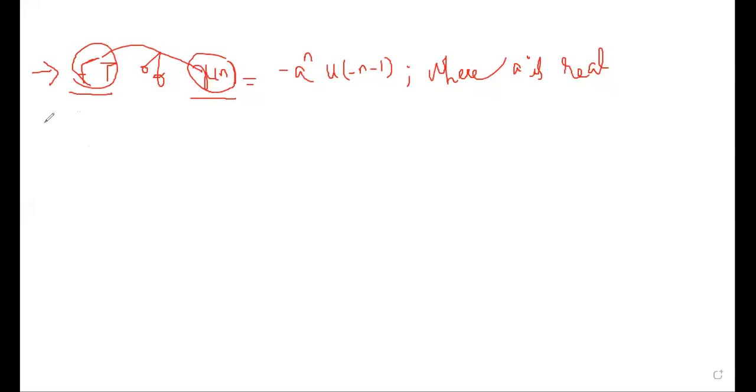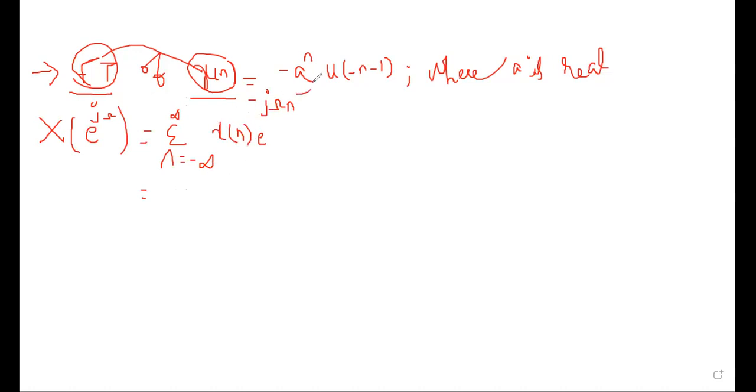So I have to use the DTFT formula. What does my DTFT formula say? Capital X of e power j omega is equal to summation n is equal to minus infinity to plus infinity x of n e power minus j omega n, right? Minus j omega n.